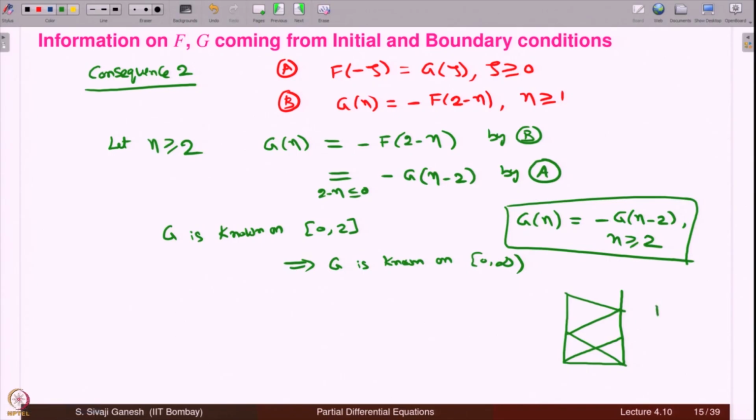Now f of xi is what is required and xi starts from 0, minus 1 and so on, and of course this is xi equal to 1. So, we need f values for xi's which are less than or equal to 1 and g's which are, this is eta equal to 0, eta equal to 1 and so on. So, we actually need the values of g from 0 to infinity and values of f from minus infinity to 1, and that we have achieved by these two consequences. Because of that we know the values of f and g, they are determined.